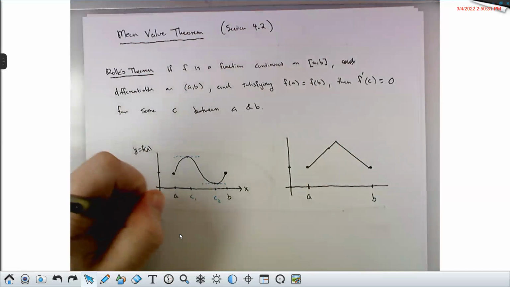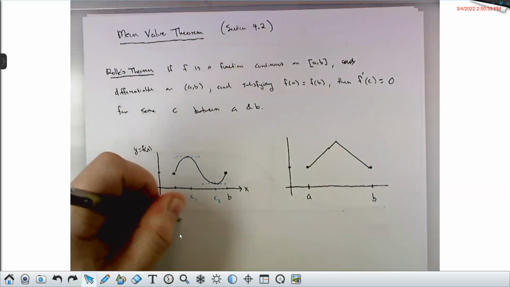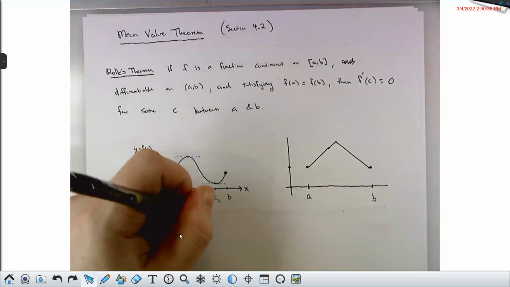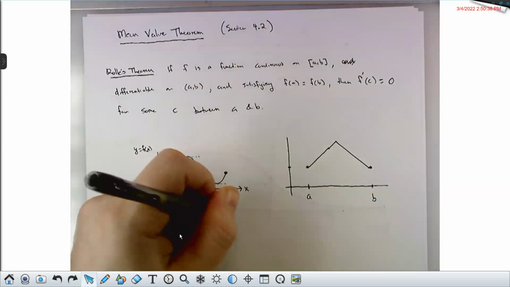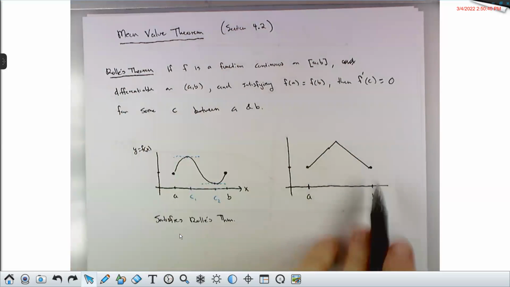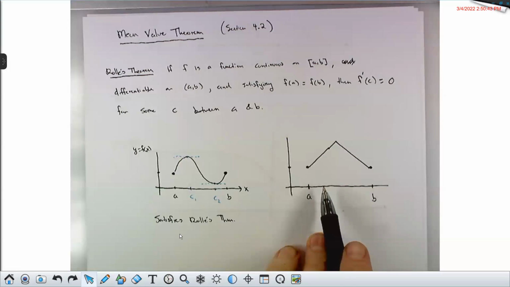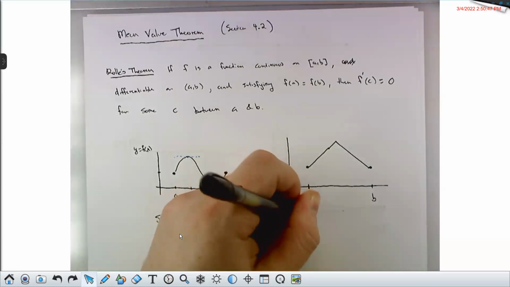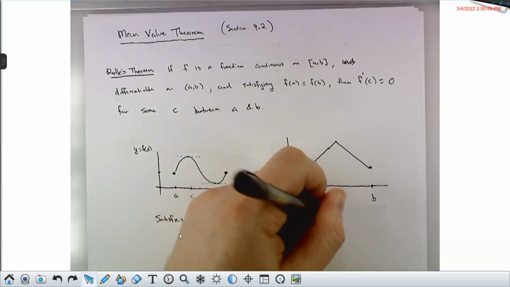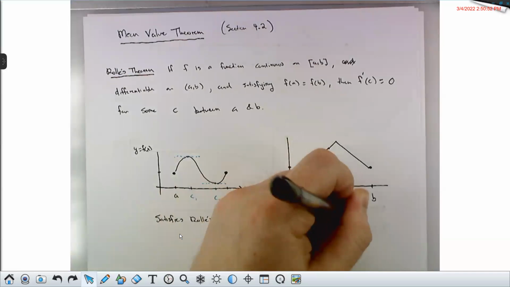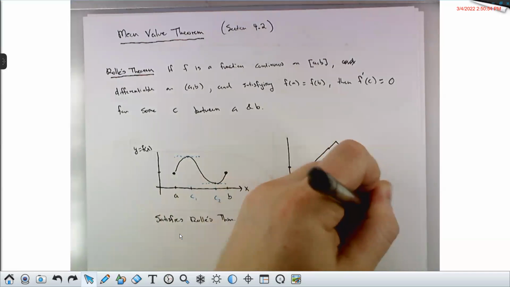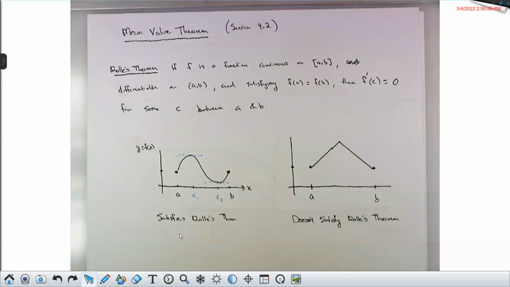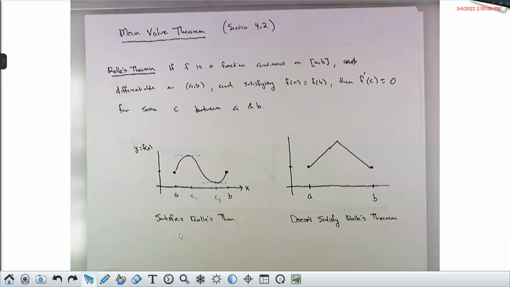So this satisfies Rolle's theorem. This does not satisfy Rolle's theorem, right? The hypotheses are not true. And as a consequence, the conclusion is not true, right? Nowhere in here is there a horizontal tangent on this graph.